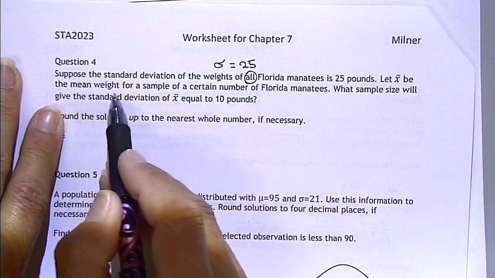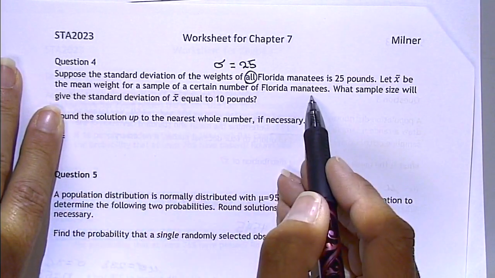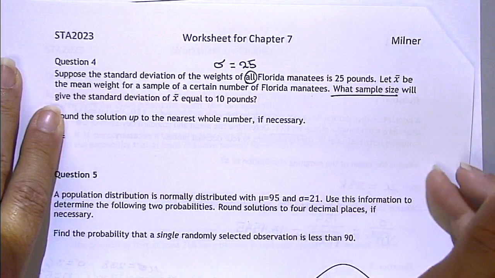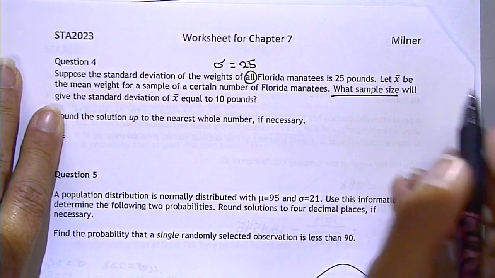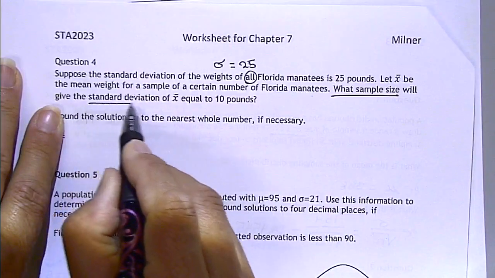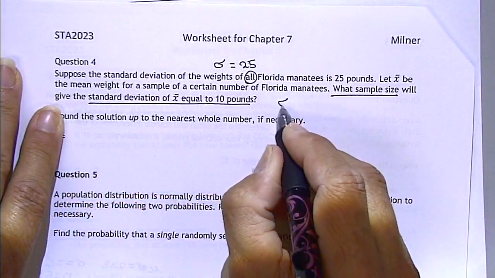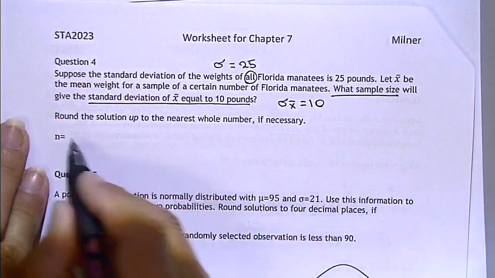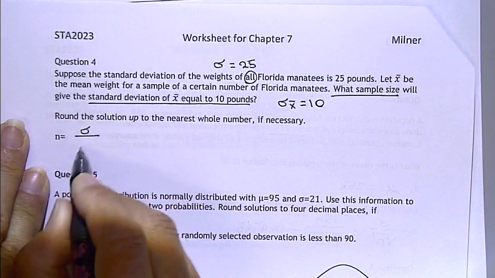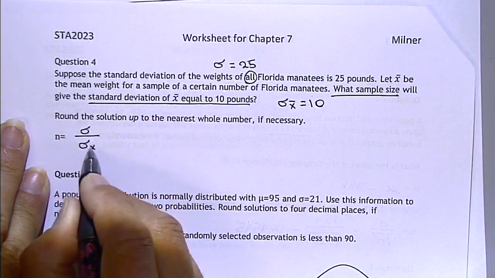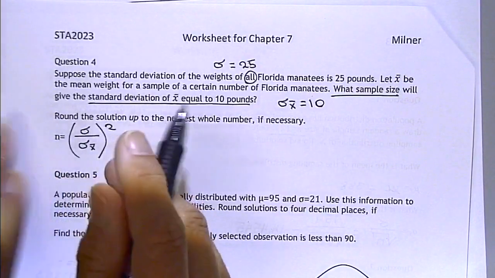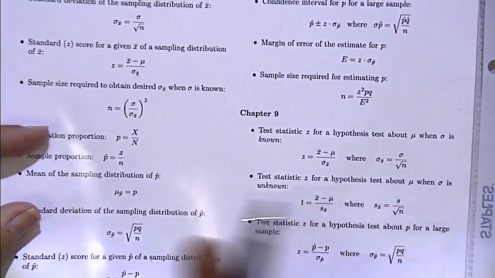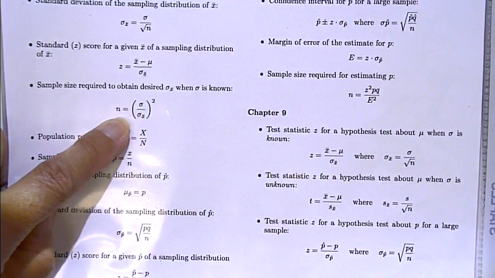X bar is going to be the mean weight for a sample of a certain number. So they haven't told me what n is, have they? They want to know that. They're asking what sample size, in other words, what's n? What sample size do I need if I want to get a standard deviation of x bar equal to 10? So what does my n value equal? Well, n is equal to the standard deviation divided by the standard deviation of x bar, and we take those numbers and square it. It's in your formula sheet. I'm giving you the formula straight out of the formula sheet, okay? Just note, they're under Chapter 7, okay? There it is.